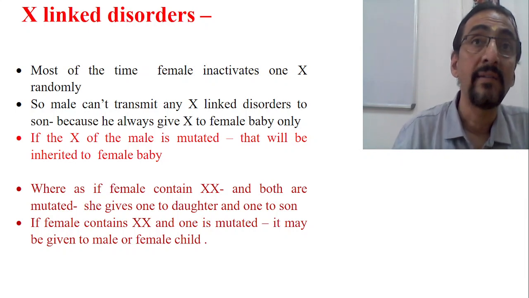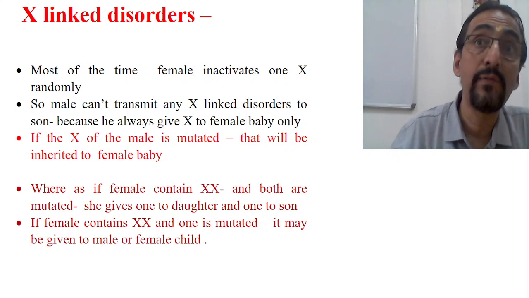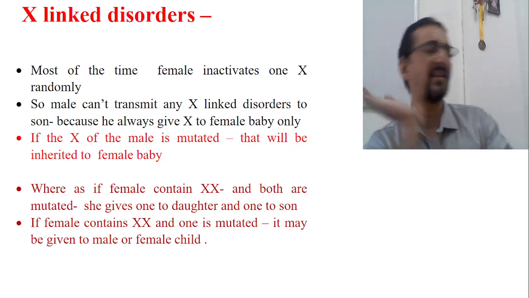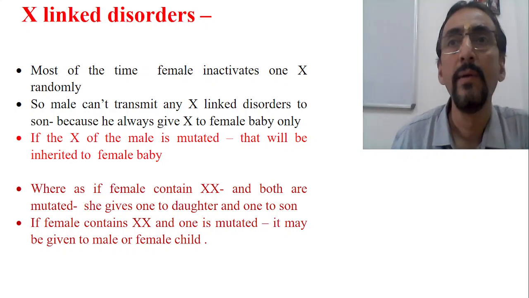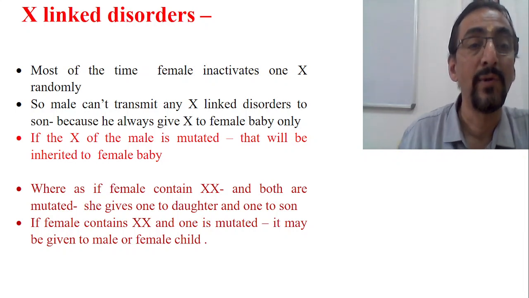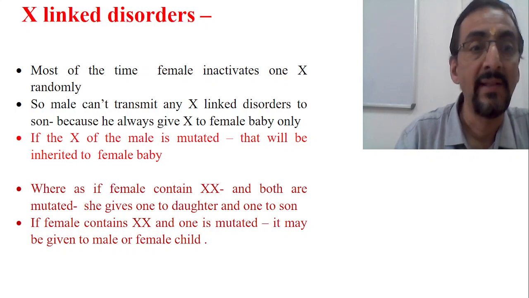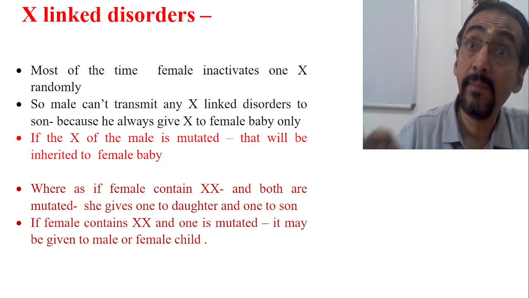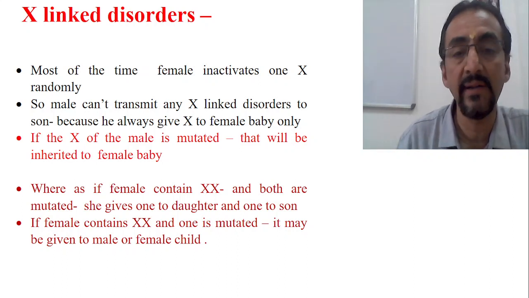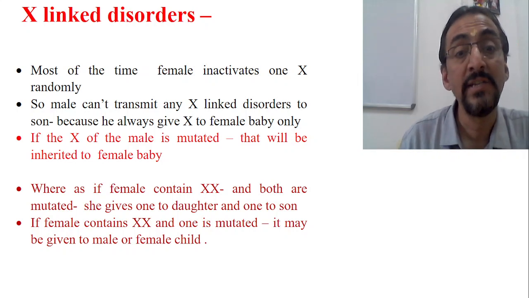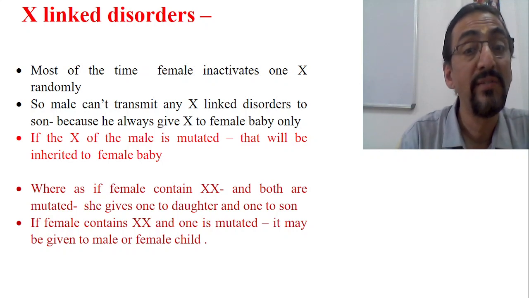So the X-linked disorders of the father will always be transmitted to the daughter only. If the X of the male is mutated, it will be inherited by the female baby or daughter only. Whereas the mother contains XX, and if both are mutated, then what happens? She gives one mutated gene to the daughter and another mutated gene to the son.